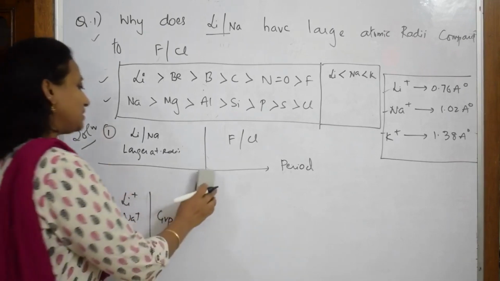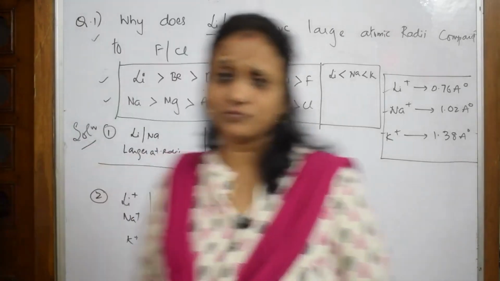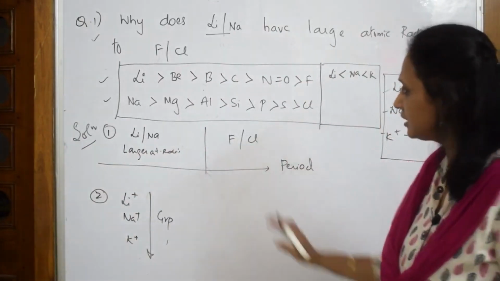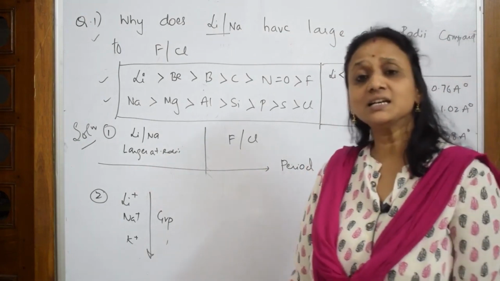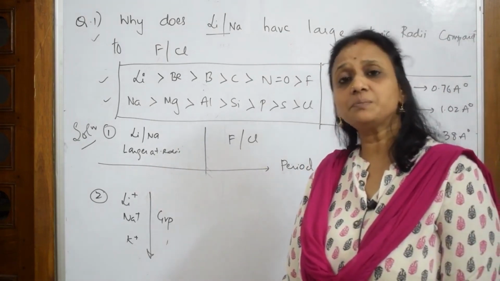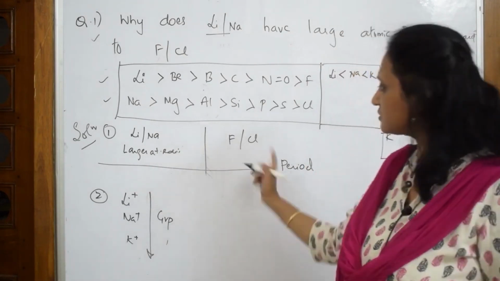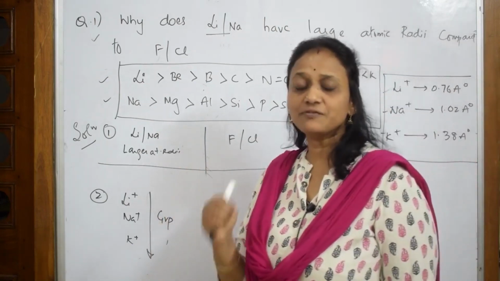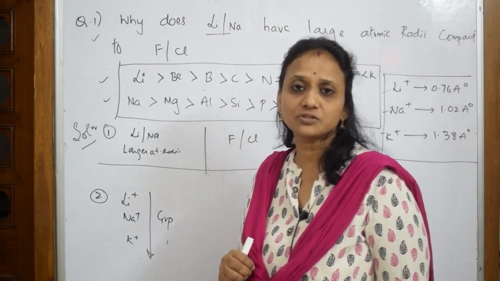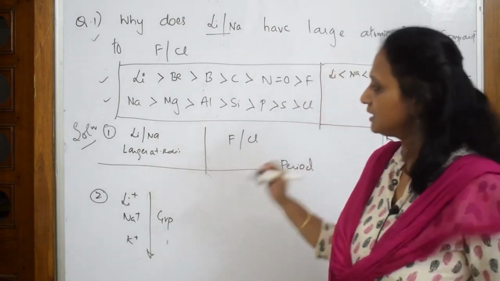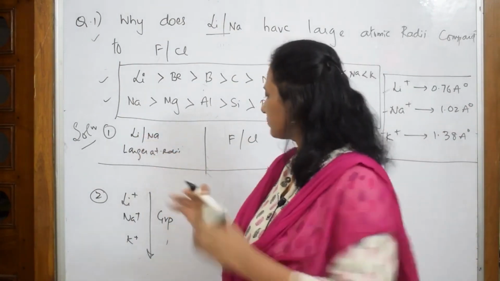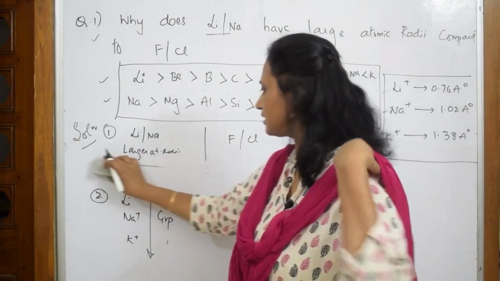When I have a period, it is obvious, isn't it? When we move from left to right, the electron keeps adding to the same position. When it adds to the same position, what happens? There is effective nuclear charge acting on the outer electron, so obviously the size will be less. But how to write it in the exam, that's important. Now, lithium and sodium, let us write the configuration and see.